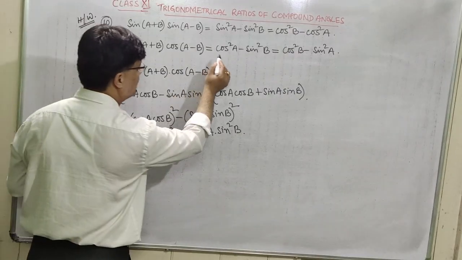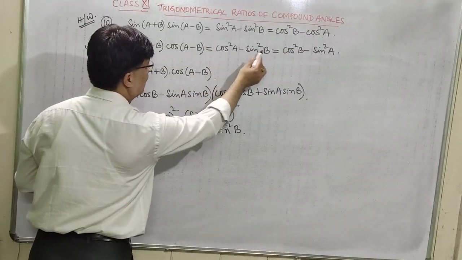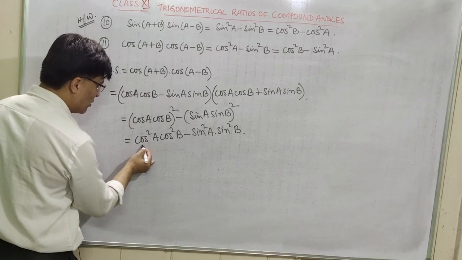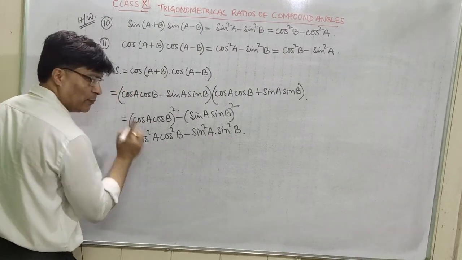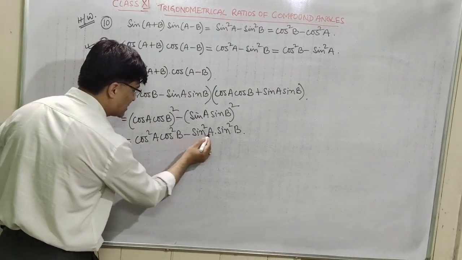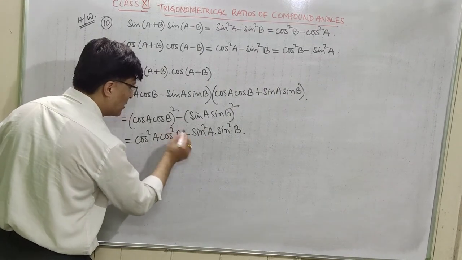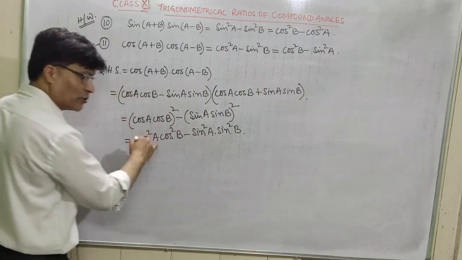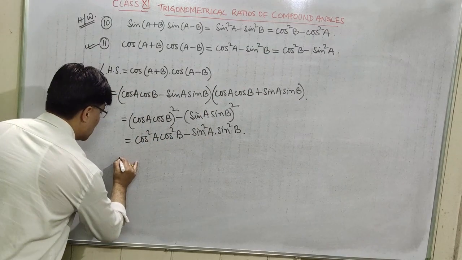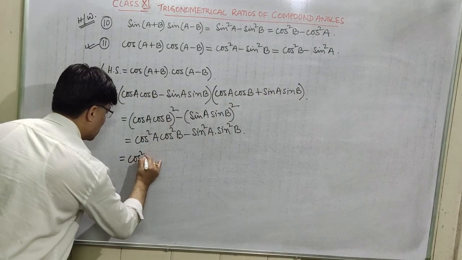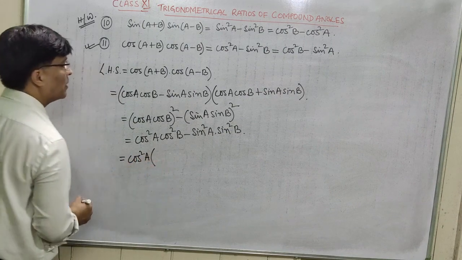We have to prove only cos square a minus sine square b. We need only cos square a and sine square b, but we don't need cos square b and sine square a. Let us convert this cos square b into sine square b, and let us convert this sine square a into cos square a. Okay. So which is equal to cos square a within bracket.